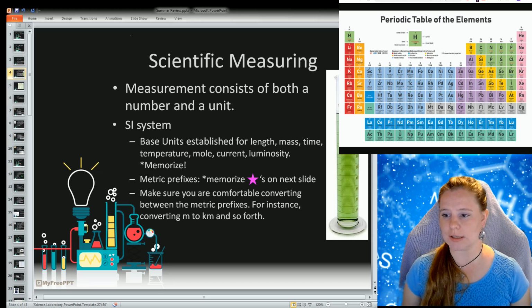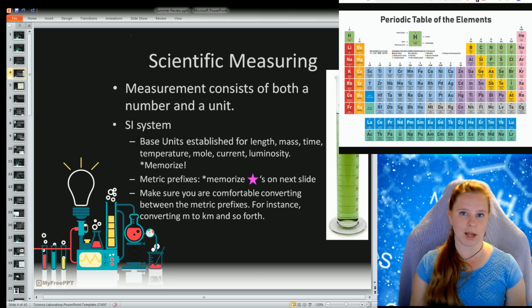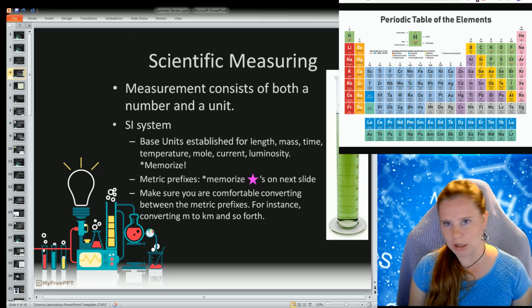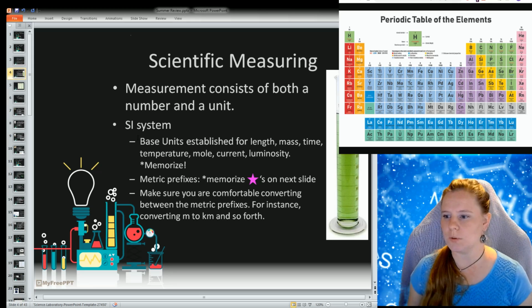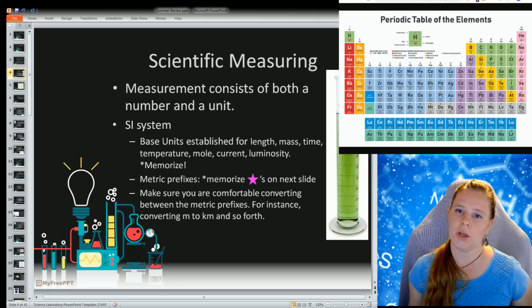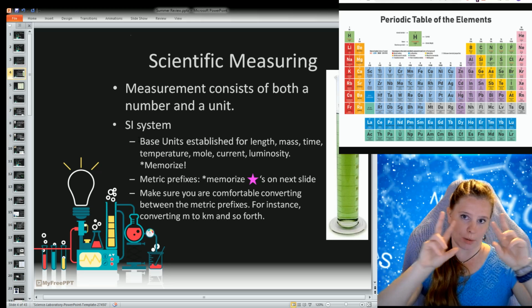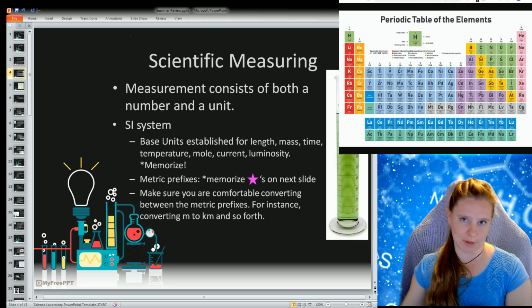I am going to stick with this system, but you need to make sure you know the SI system and how to use it. SI system is System International. That is meters, grams, liters, those sort of things, and that's what we're going to be using. Okay, base units. The SI system is kind of cool. You only have a few units that are called base units. These units set the standard for everything else.